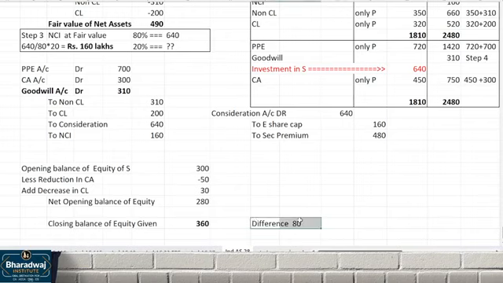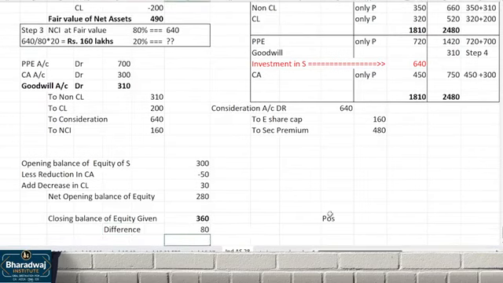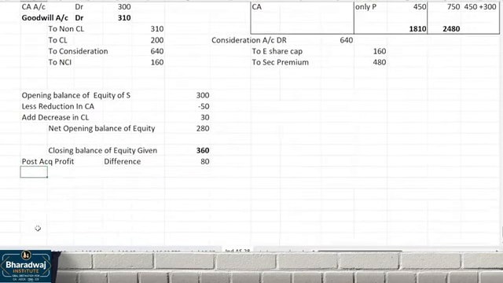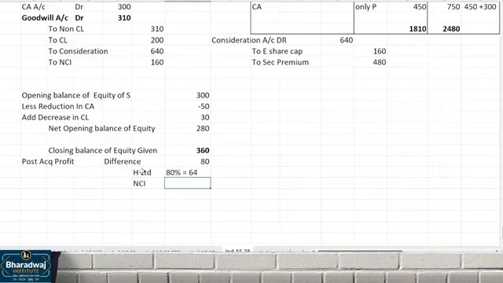Okay, so the difference is 80. This will be taken as post acquisition what? Profit. This will be shared by what? Holding and NCI. How much percentage? What comes to 80%? 64. NCI 20%, 16.